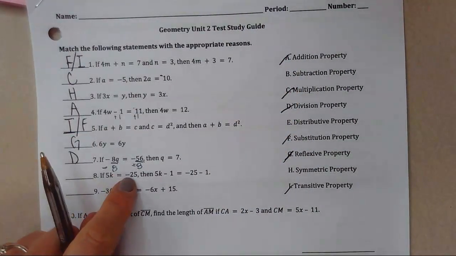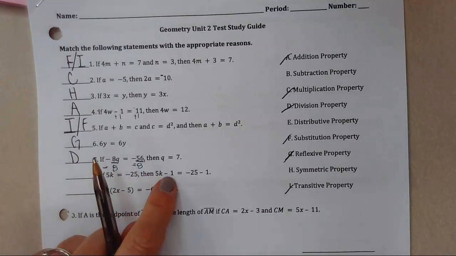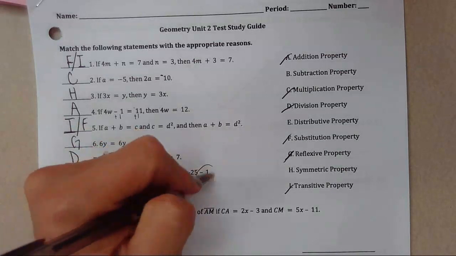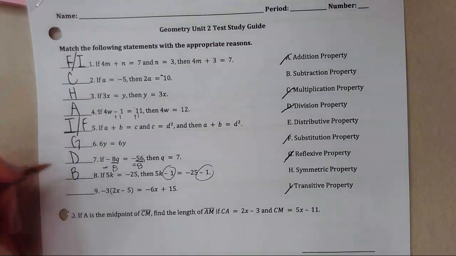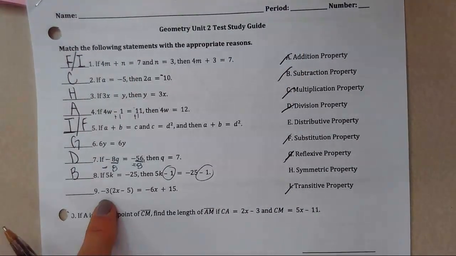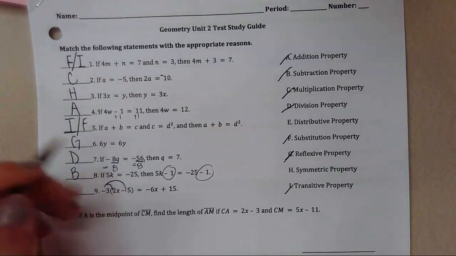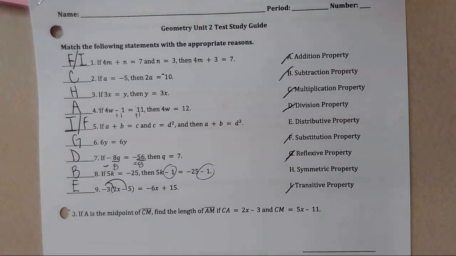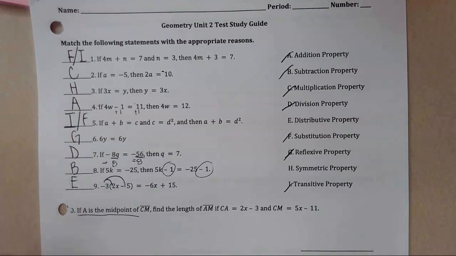And if 5k equals -25, then 5k minus 1 equals -25 minus 1. Well, we subtracted from both sides. So B. And then here you can see we distributed that -3. So E.